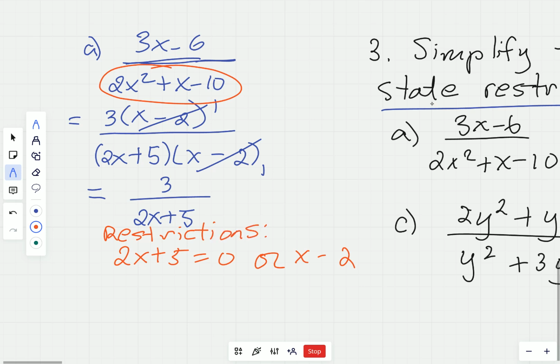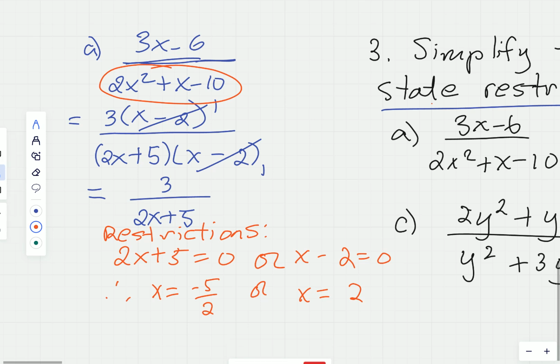All right, so 2x plus 5 equals 0. So that occurs when x equals negative 5 over 2, or when x equals 2. So these are our restrictions. All right, so that takes care of part A.